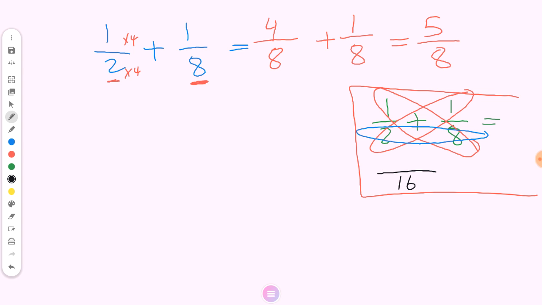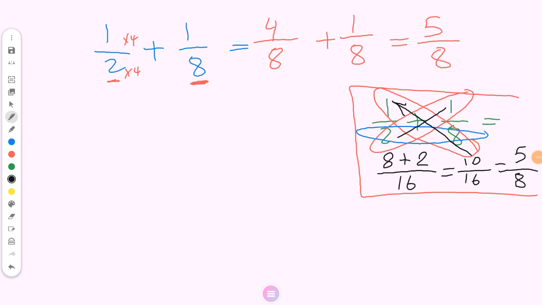By the way, I'm writing from down to up from here. 8 multiply 1 is 8, and 2 multiply 1 is 2. And the sign is plus, so it's equal 10 over 16. I can divide each one by 2. So divided by 2, it will be 5 over 8, which is the same answer.